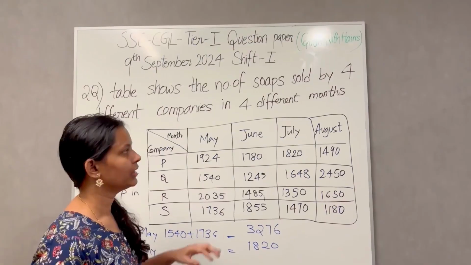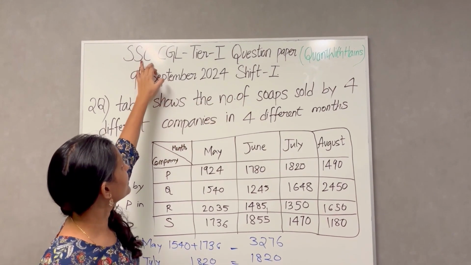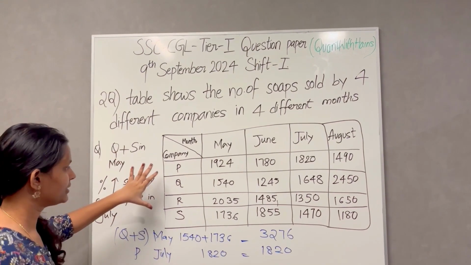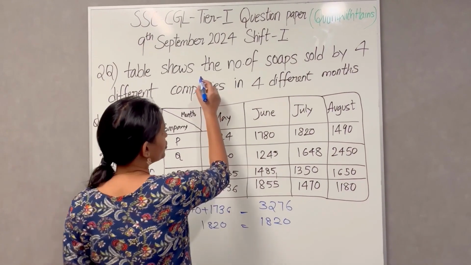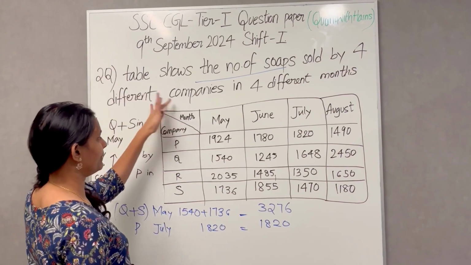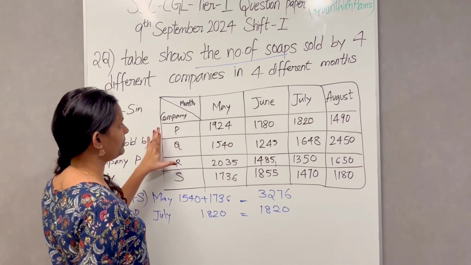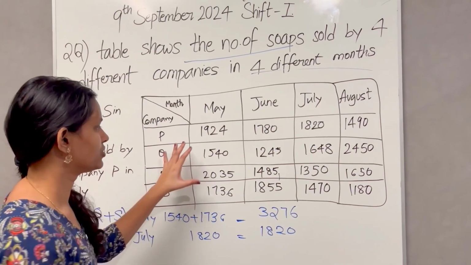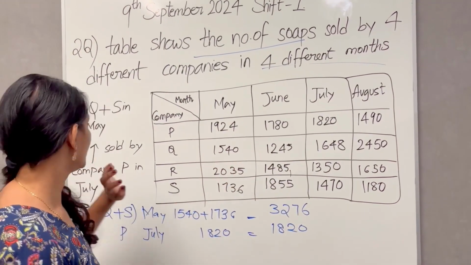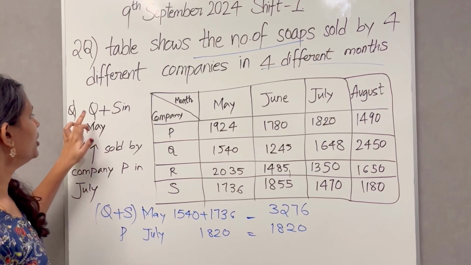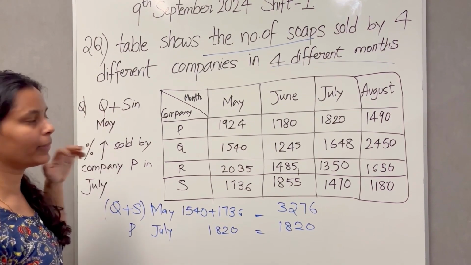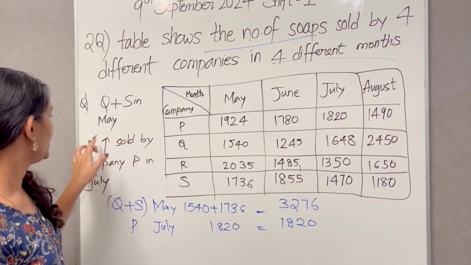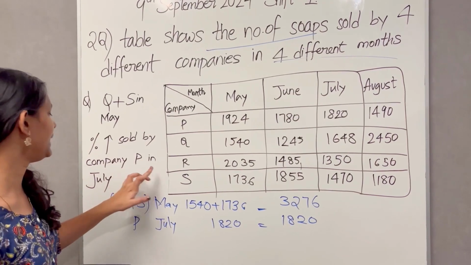Coming to the second question that came in SSC CGL Tier 1, 9 September 2024, Shift 1. Here is a table showing the number of soaps sold by 4 different companies, P, Q, R, S, in 4 different months: May, June, July, August. So this is the data given in tabular form. The question is, what percentage more soaps were sold by companies Q plus S in May than by company P in July?